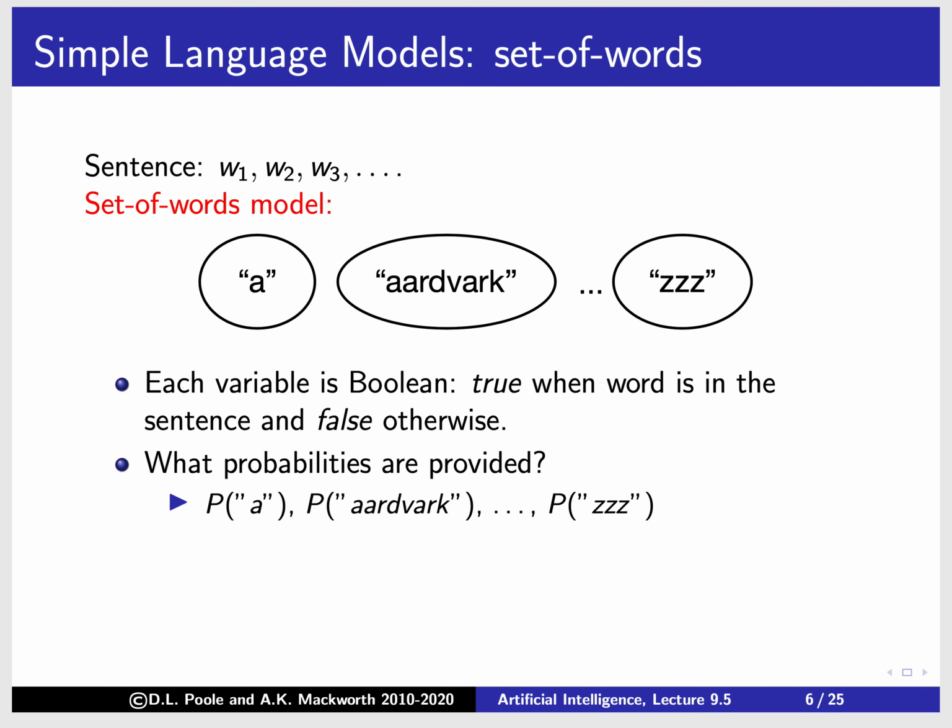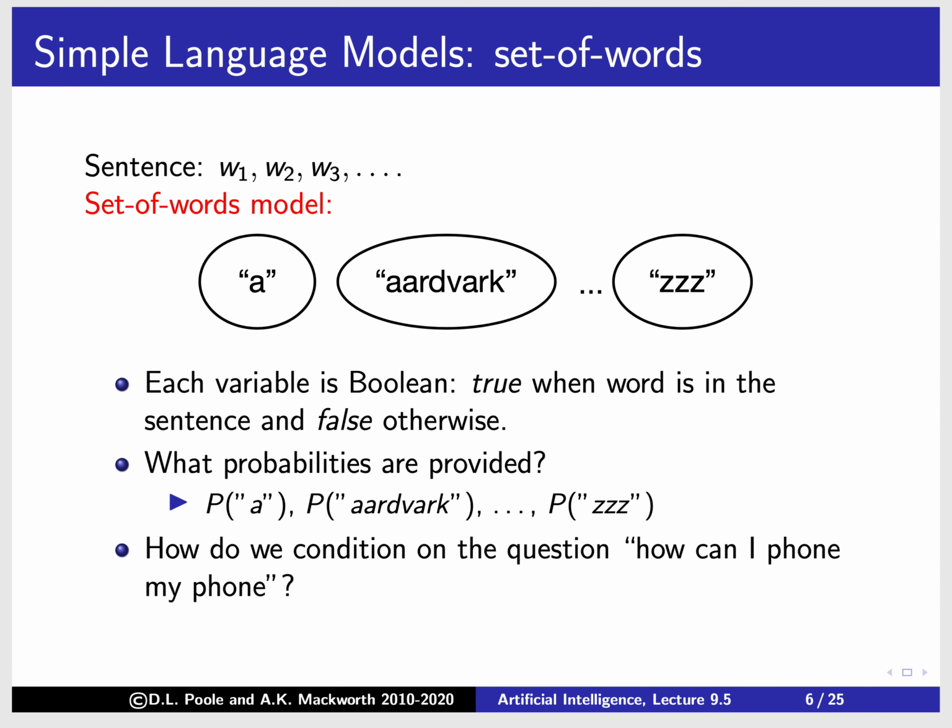And here they are. The probabilities are just either true or false. This is just a number, and each of these is independent of the others. So the probability of a, the probability of aardvark, and the probability of zzz. So we can just read that from the network.